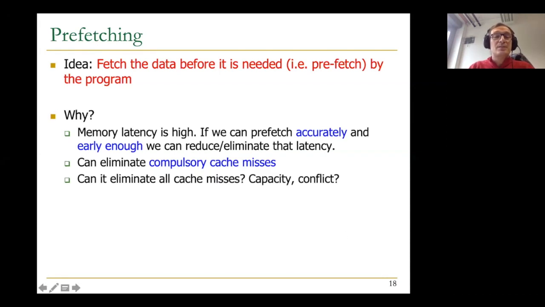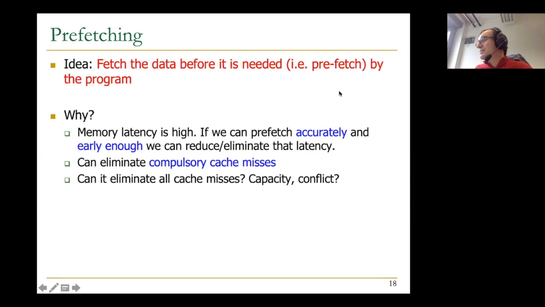Okay. And can it eliminate all cache misses? I guess the answer I have given you already. Basically, it can potentially eliminate all cache misses, actually. That's why it can be powerful. It can eliminate conflict misses also by prefetching accordingly. If you have a conflict in a set, if your prefetcher is intelligent, maybe it can adapt to those conflict patterns, and as a result can get the data.